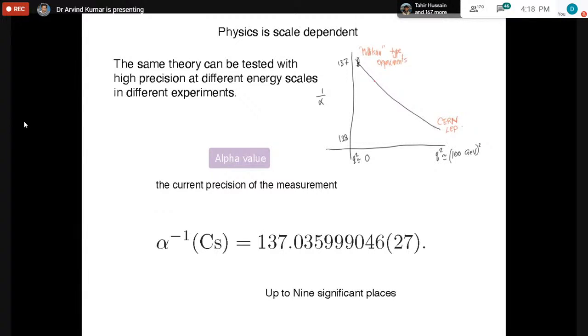For example, 1 by 137 at atomic scale energies, at the LEP collider, which was conducted at CERN, the value becomes 1 by 128. So it increases actually. It looks like it goes down in the graph because I had drawn 1 by alpha, not alpha. The alpha actually increases at LEP. So QED has this property that the coupling constant increases with energy. As you keep increasing the energy, the QED coupling constant increases.